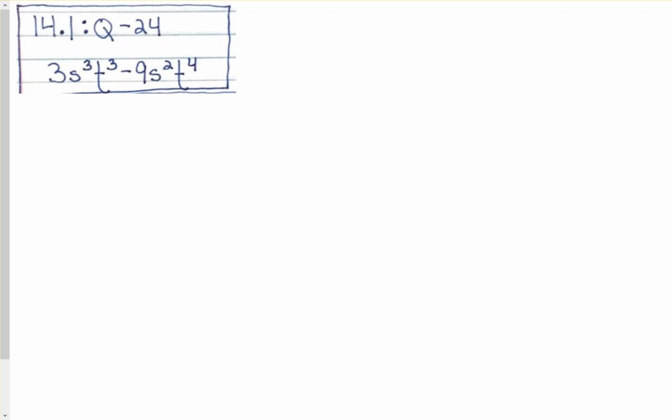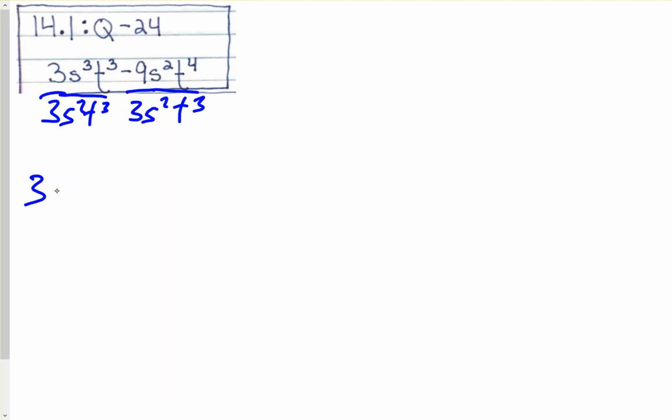We look at the 3 and the 9. We see that there's a common factor. We could divide both of these by 3. And then we look for other commonalities. We see we have s to the third and s to the second. In general, you're going to take the lower number, and that'll be part of your greatest common factor. So s squared, s to the second, and then t cubed and t to the fourth. T cubed is the lower.